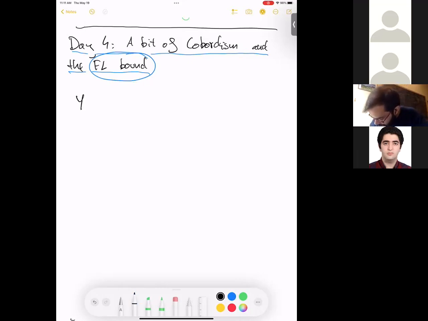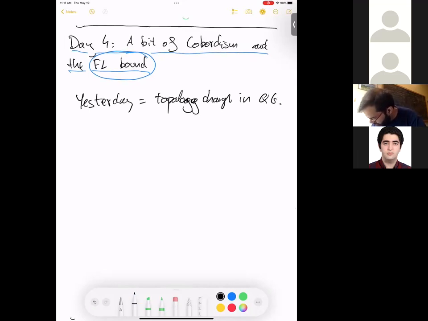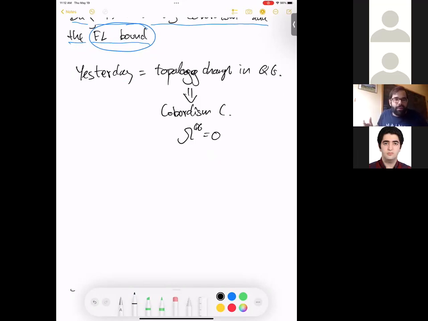So yesterday we spent a lot of time talking about topology change in quantum gravity, which led to the covariance conjecture, which says that the covariance groups of quantum gravity must be trivial. It's a version of the no global symmetries conjecture. Okay, fine, that's great.